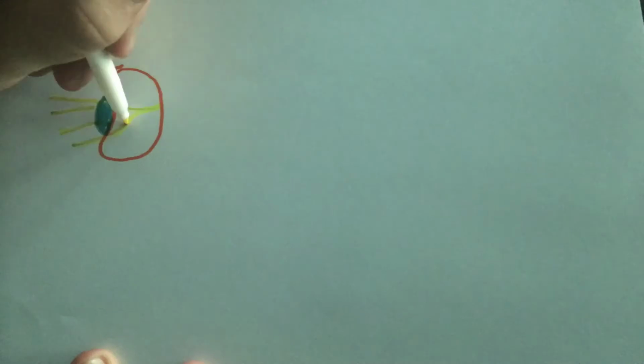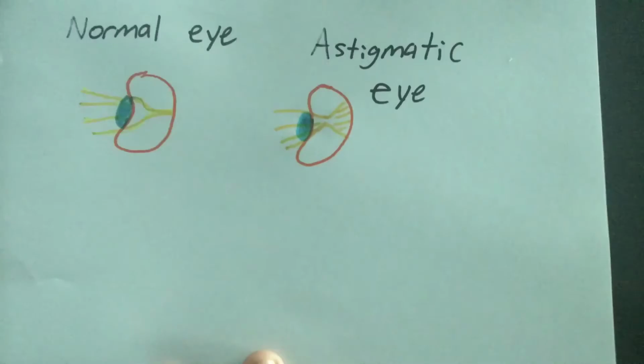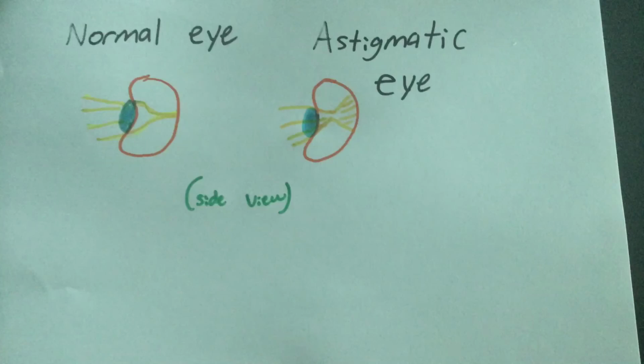Another common sight issue is astigmatism, where an irregularly shaped cornea causes light to focus at several points, distorting vision. When such is the case, the lens has to be designed specifically for the individual's needs.